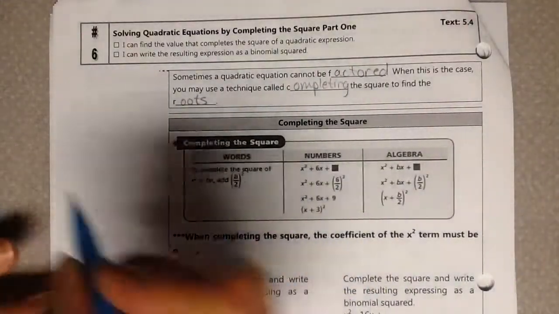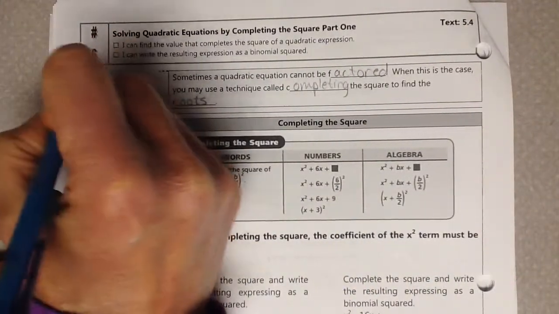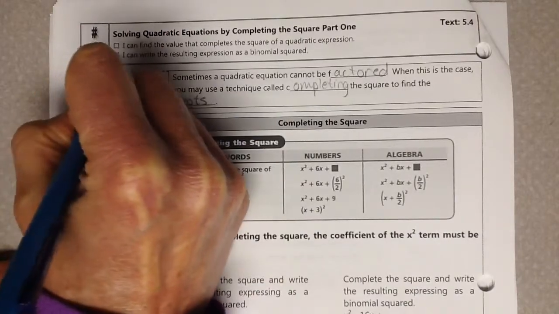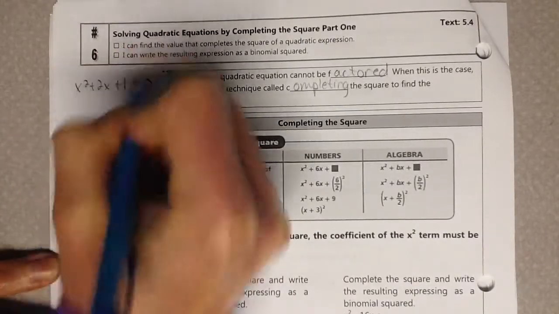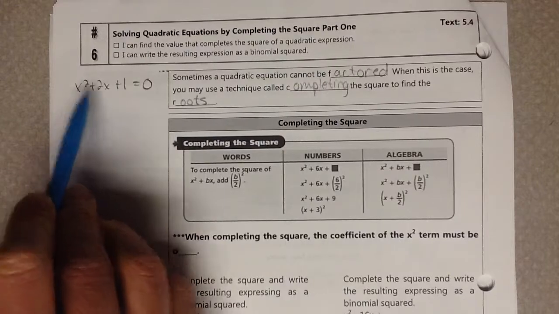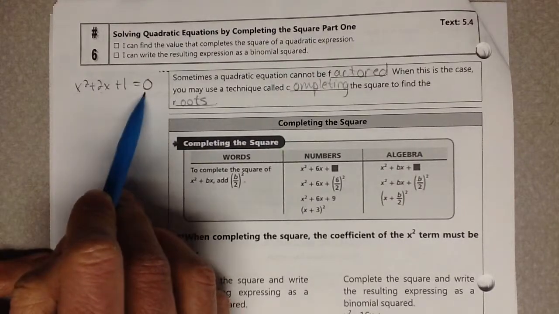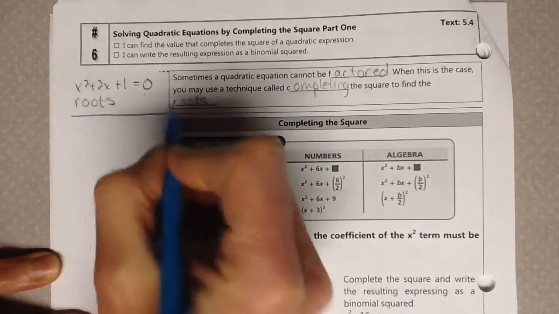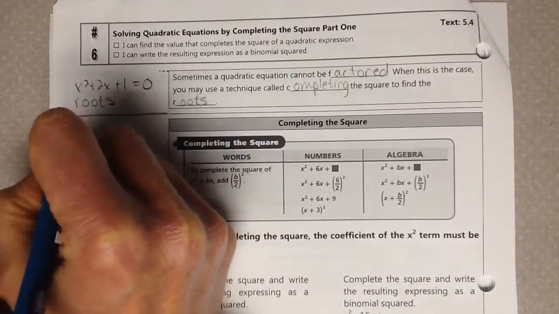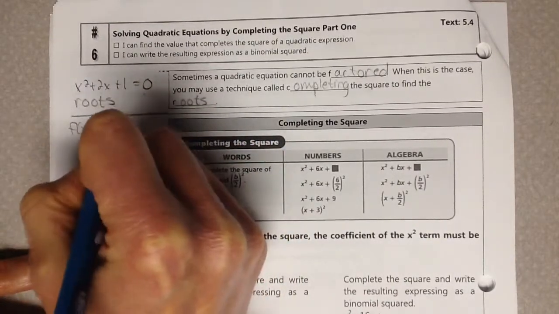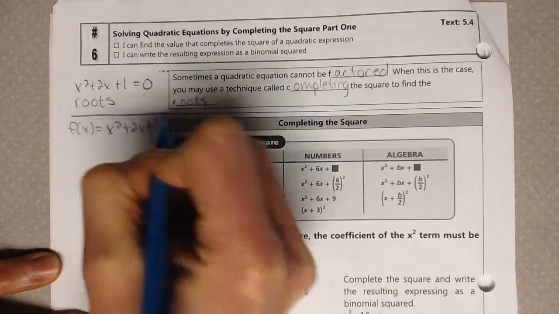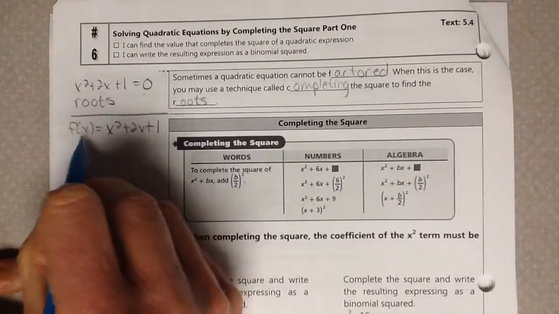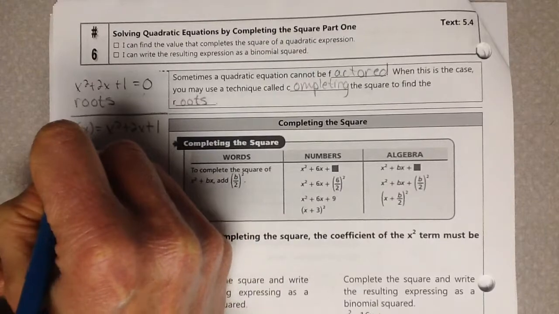Now let's just, as a reminder over here, write a couple of things down. x squared plus 2x plus 1 equals 0. If we want to find the value for x that makes this entire equation equal to 0, we call those roots. If we have function notation, f of x equals x squared plus 2x plus 1, we call the solutions zeros.